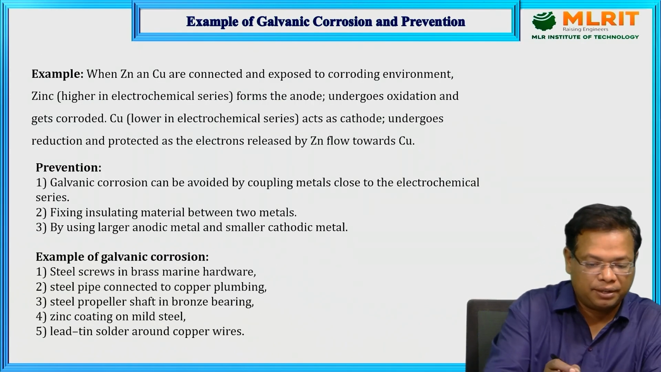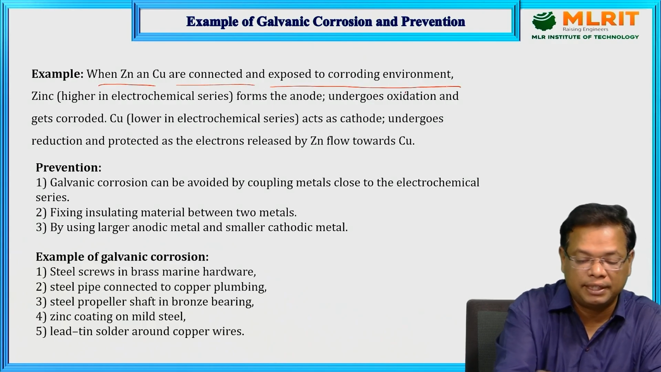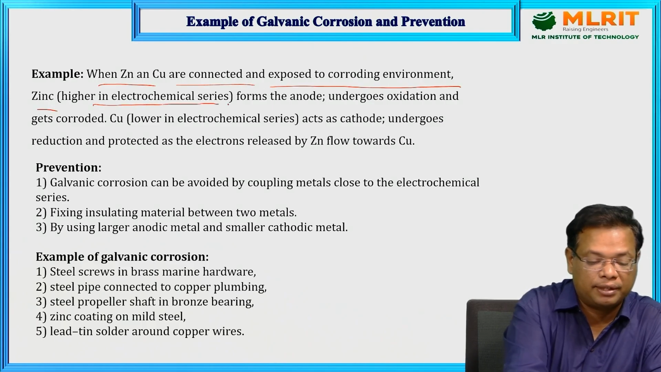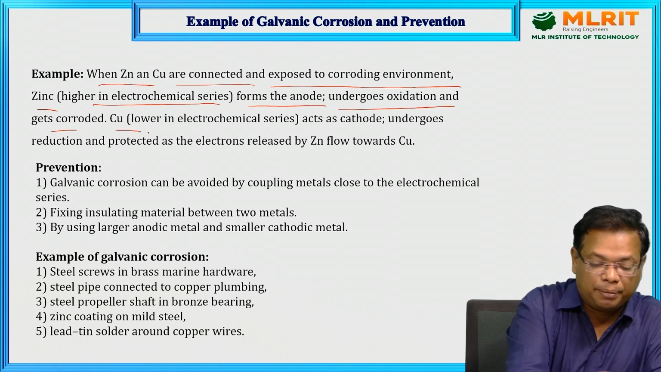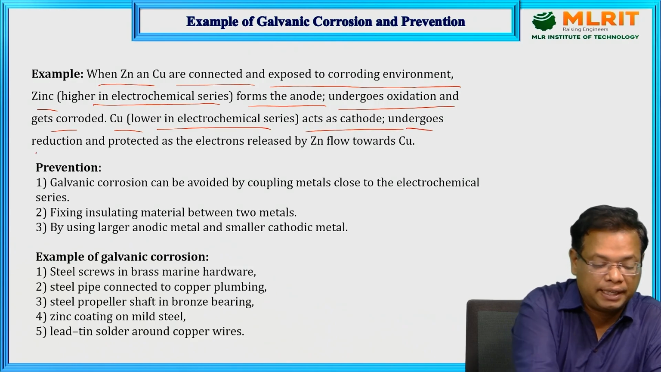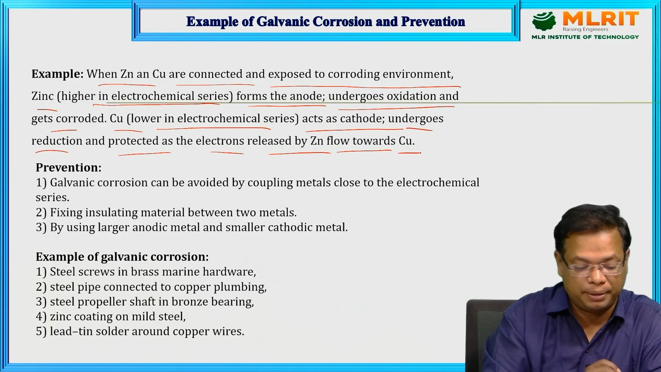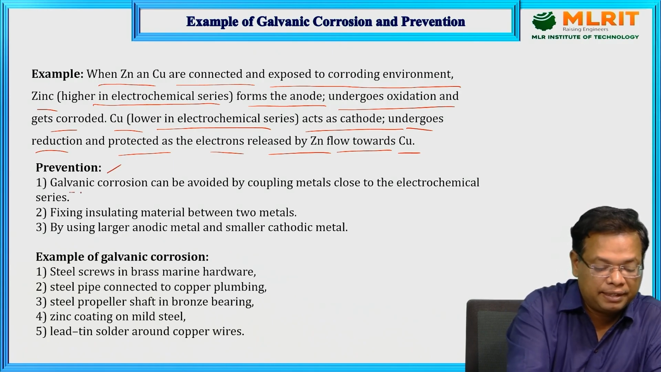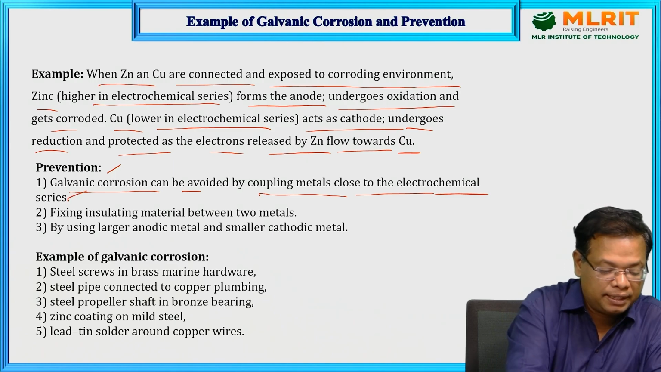Examples of galvanic corrosion and prevention. Example: when zinc and copper are connected and exposed to a corroding environment, zinc, higher in the electrochemical series, forms the anode, undergoes oxidation and gets corroded. Copper, lower in the electrochemical series, acts as the cathode, undergoes reduction and is protected, as the electrons released by the zinc flow towards copper. Prevention: galvanic corrosion can be avoided by coupling metals close to each other in the electrochemical series.